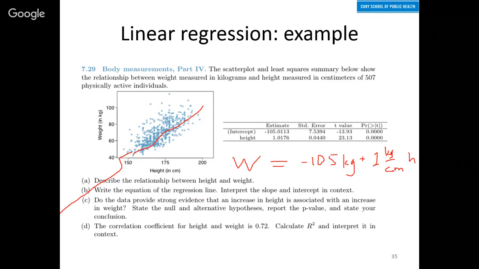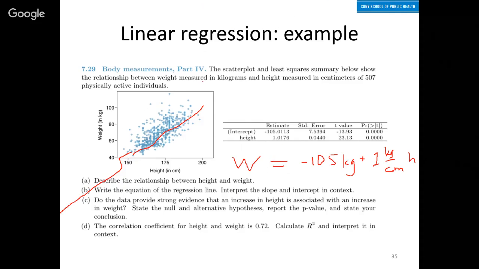Did the data provide strong evidence that an increase in height is associated with an increase in weight? Well, the p-value here is 0, so yes, it does. State a null and alternative hypothesis. We won't go through all of this, but the null hypothesis is that there is no relationship between height and weight.